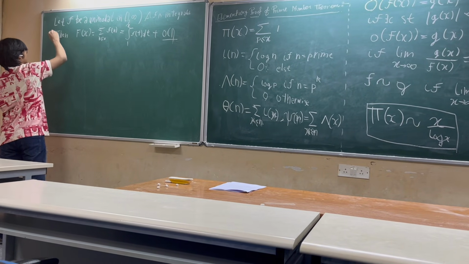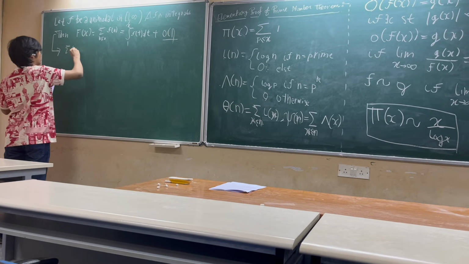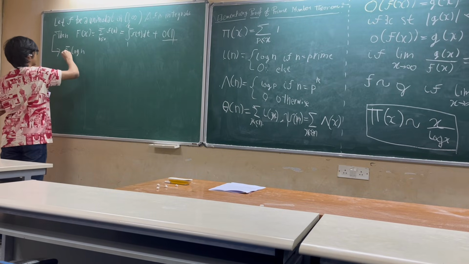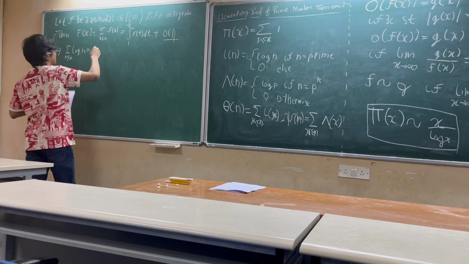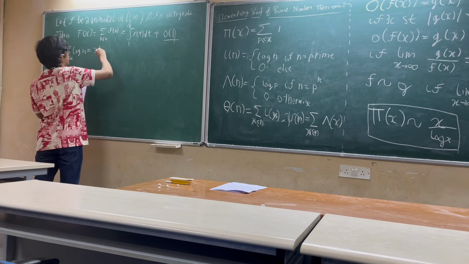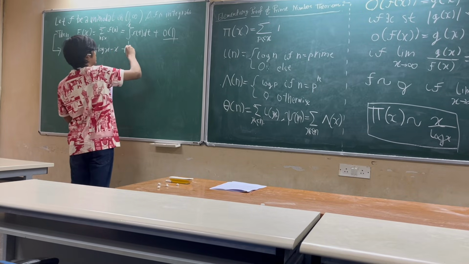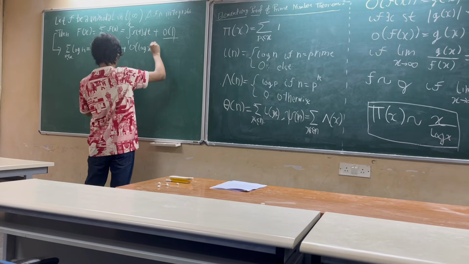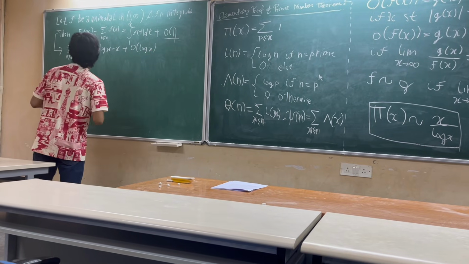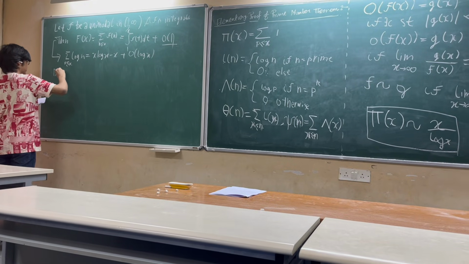Using this, it's pretty easy to see that the summation of log n for n less than or equal to x should follow x log x minus x plus order log x. We can reduce it from this level here. Next up, we have something called double counting.